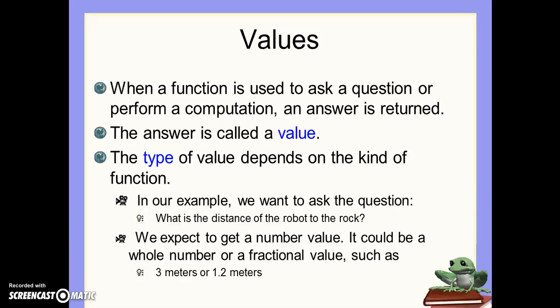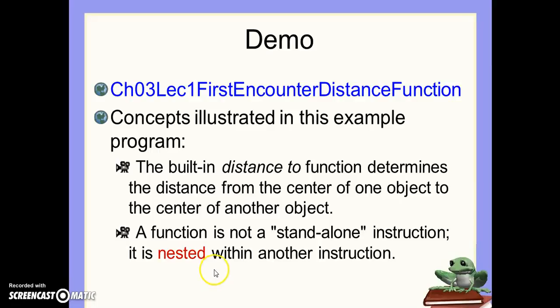Now, in order to do this, we need values. Values are numbers. When a function is used to ask a question or perform a computation, an answer is then returned. What answer is returned is a value. The type of value is going to depend on the kind of function. In the example that we just looked at, we want to ask the question, what is the distance of the robot to the rock? If we don't know, how do we ask the computer program to figure it out? We expect to get a number value in return. It could be a whole number or a fraction value, such as maybe 3 meters or 1.2 meters, or any other number for that matter.